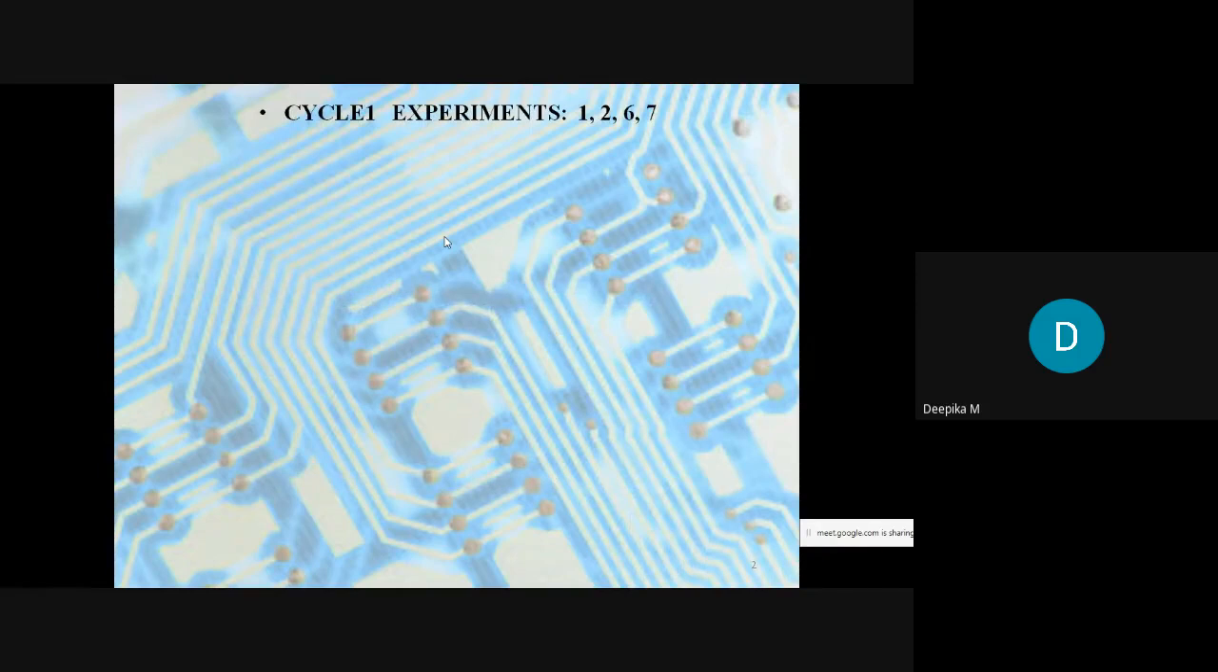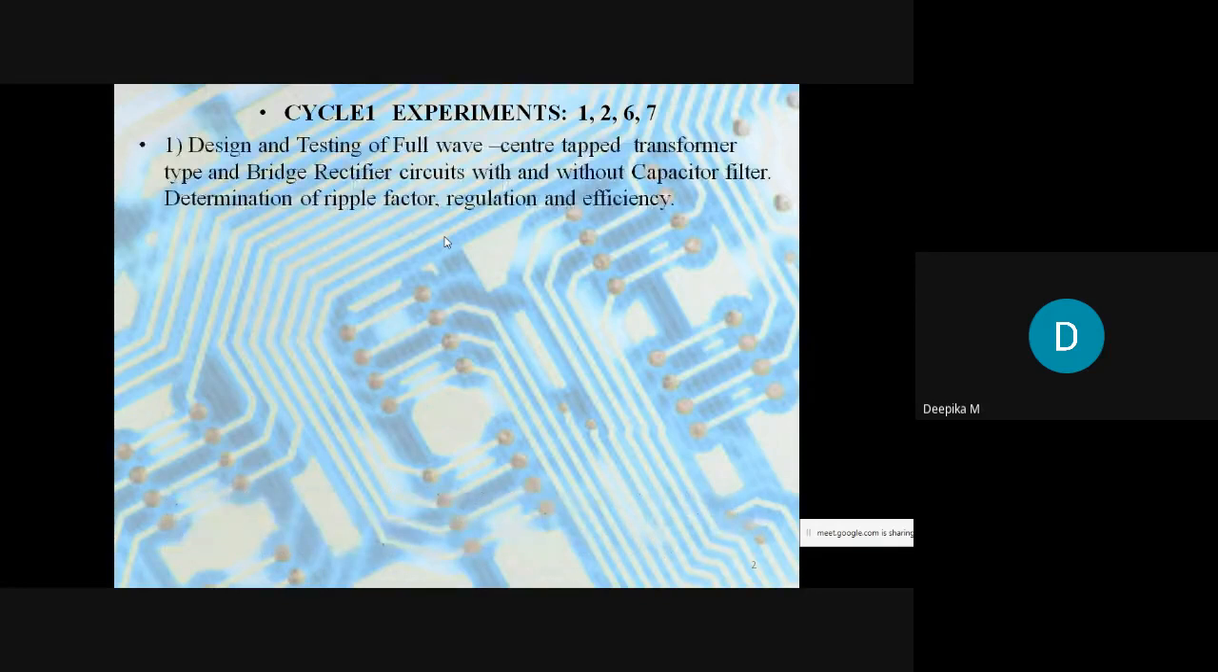We are going to classify the experiments into cycle 1, cycle 2, cycle 3 and cycle 4. In cycle 1 you will have 4 experiments: experiment number 1, 2, 6 and 7. Experiment number 1 is about the design and testing of full wave center tap transformer and also a bridge type rectifier circuit with and without capacitive filter, and also determination of ripple factor, regulation and their efficiency.